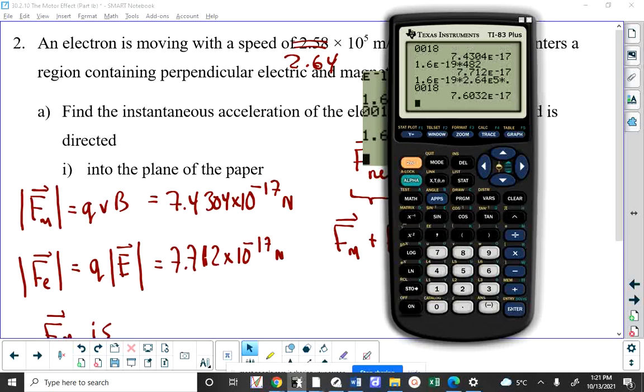Is that matching? No? 2.64 times 10 to the 5. Is the magnetic field 1.8 times 10 to the negative 3? What did I just do here? Oh, so I just typed in, there we go. Is that right? Okay. So 7.81 times 10 to the negative 17. All right, you guys got me back on track now. 7.8144.